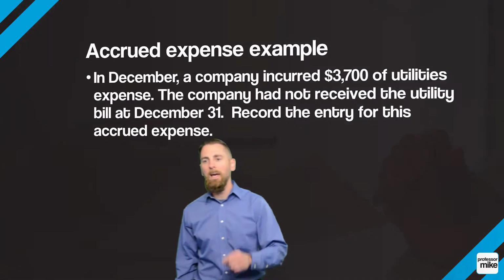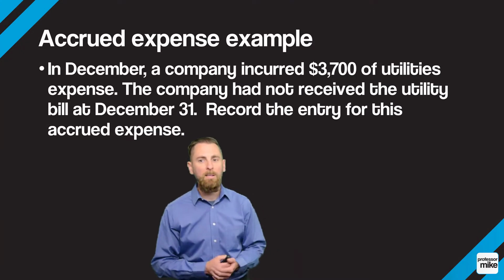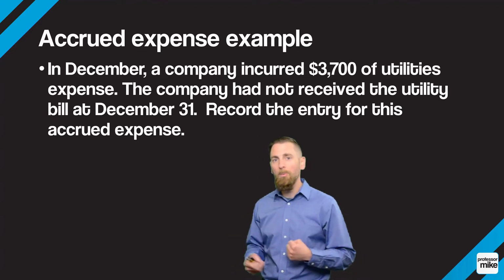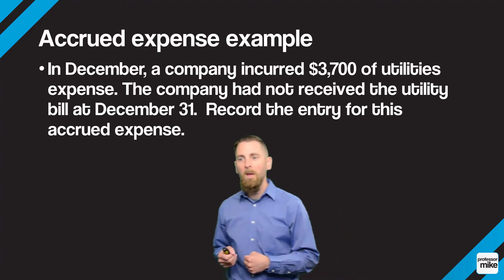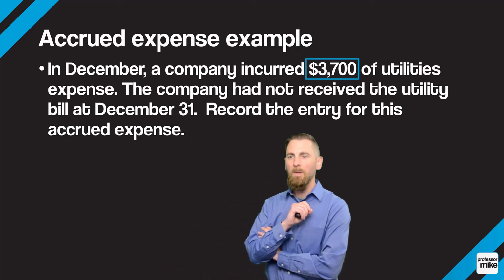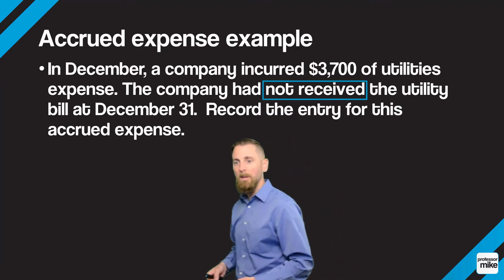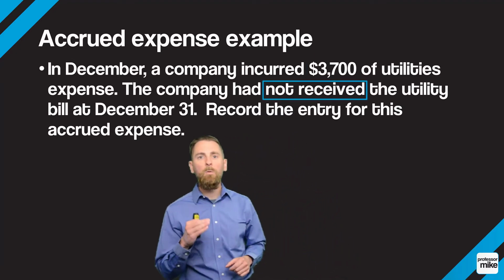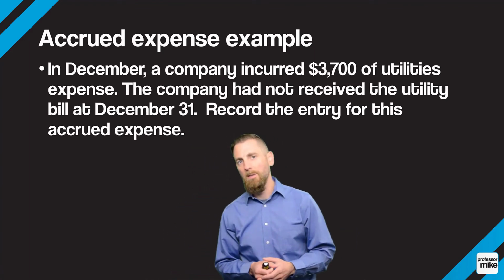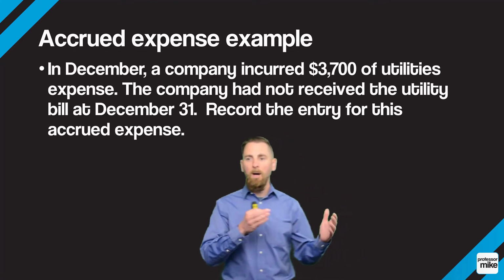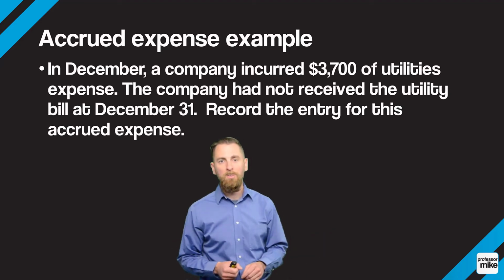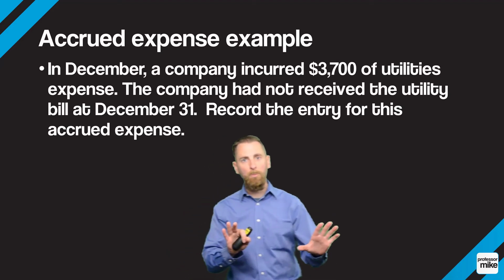So let's take a look at an example for accrued expenses. In December, which is going to be great, right? Skiing will be going again, hopefully heading through the holiday season. A company incurred $3,700 of utilities expense. The company had not yet received the bill at December 31st. So we want to record the entry for this accrued expense. Let's say you get the bill on January the 15th. Well, because you used up those utilities in December, you have to backdate it to December. So let's take a look at how we would record this.